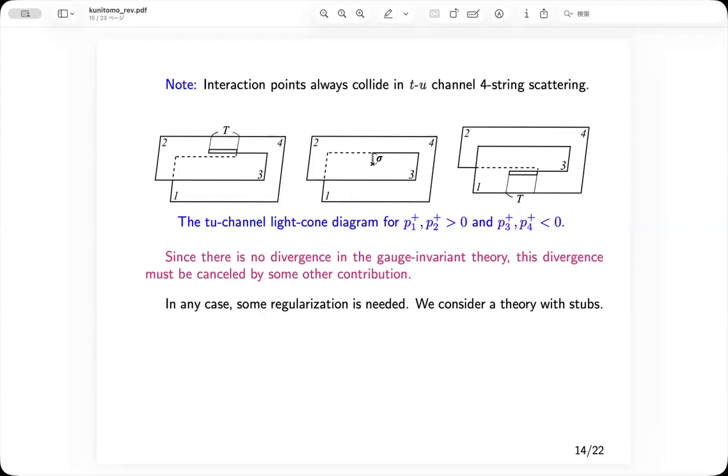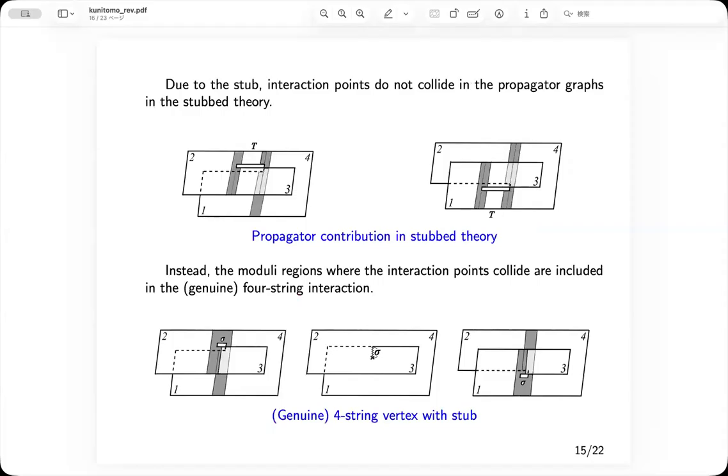So we consider the theory with stubs. Due to the stubs, interaction points do not collide in the propagator region in the stub theory. This shaded gray region is the non-local interaction with stubs. Then when this propagator shrinks, the two interaction points do not collide. Instead, the moduli region where the interaction points collide is included in the genuine four-string interaction. Genuine in quotes. The four-string vertex with stubs includes this original four-string interaction with that remaining region of the Feynman graph region.